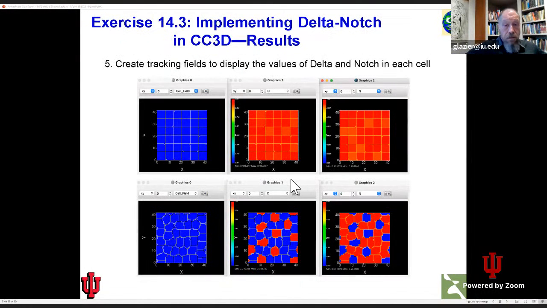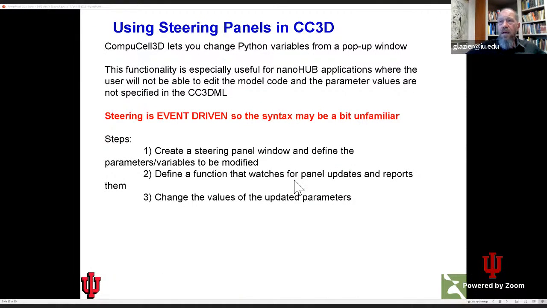So that was really the exercise. The last thing I wanted to talk about is we're going to be running out of time. So this exercise will be a homework problem. We'll have the slides. Something that you people will need for the applications, for the NanoHub applications, is steering panels.